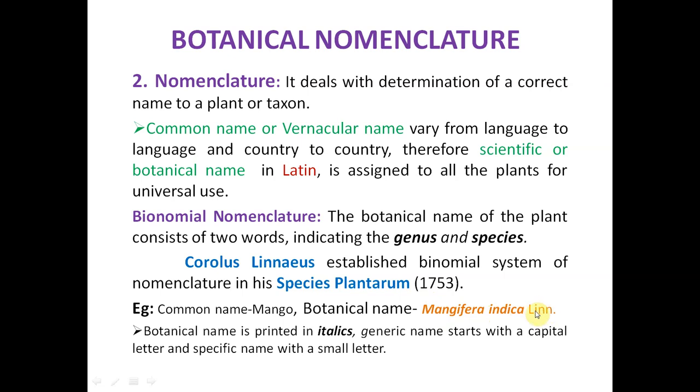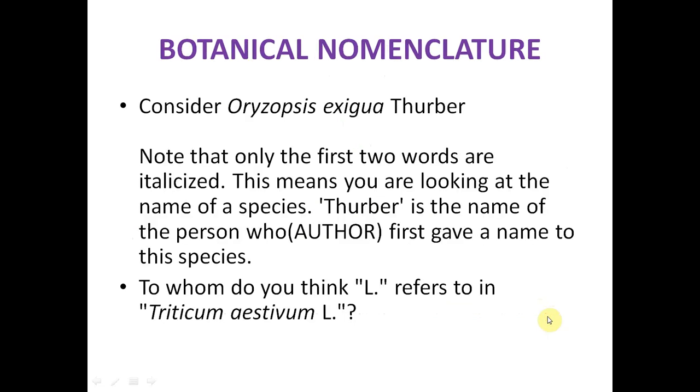And the third one indicates the author name. The original name of the plant is Mangifera indica. The next one, Linn, indicates Linnaeus, the one who first proposed the name of that plant; this is the author name. And also we consider Oreopsis exigua Thurber. Here the name Thurber indicates the author name. Oreopsis is the generic name, exigua is the specific name, and Thurber is the author name.